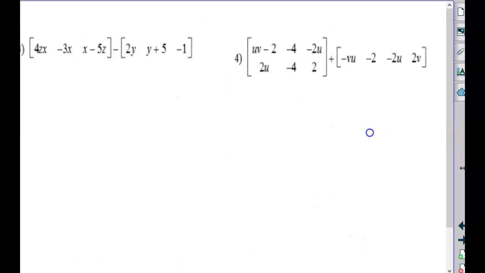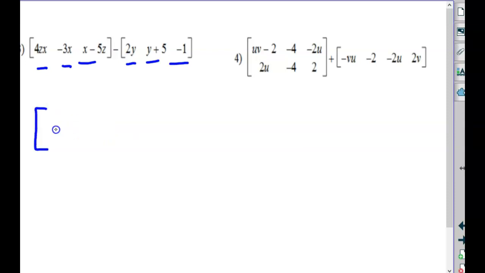All right, number 3. Can we subtract these? Yeah, because it's the same size. There's 1, 2, 3 entries here. That's just gross, though. I don't know why we want to.